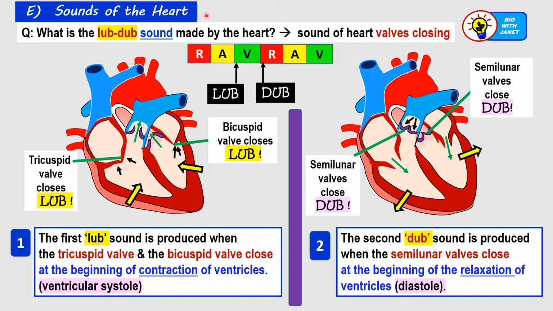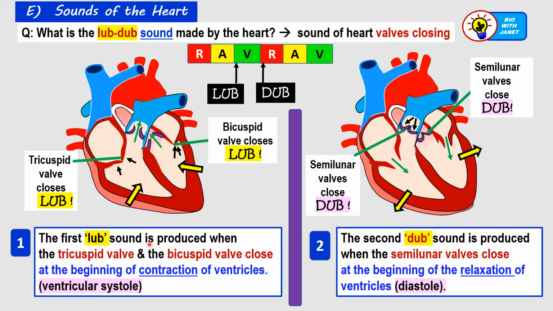So now let's discuss the sounds of the heart. If you have a stethoscope and you put it on the chest of a person where the heart is, you will hear a sound like this. Doop, doop, doop, like this, okay? Or LUB DUB, LUB DUB, LUB DUB. So what is the LUB DUB sound made by the heart? It is actually the sound of the heart valves closing, meaning the tricuspid and bicuspid valves for LUB and the semilunar valves for the DUB sound.